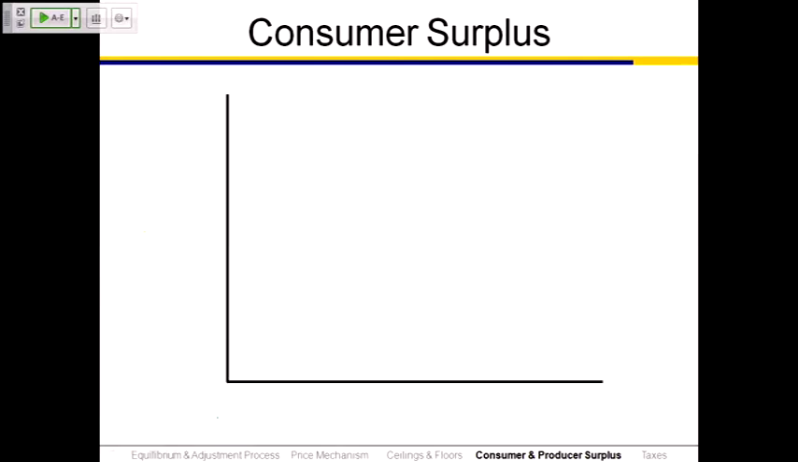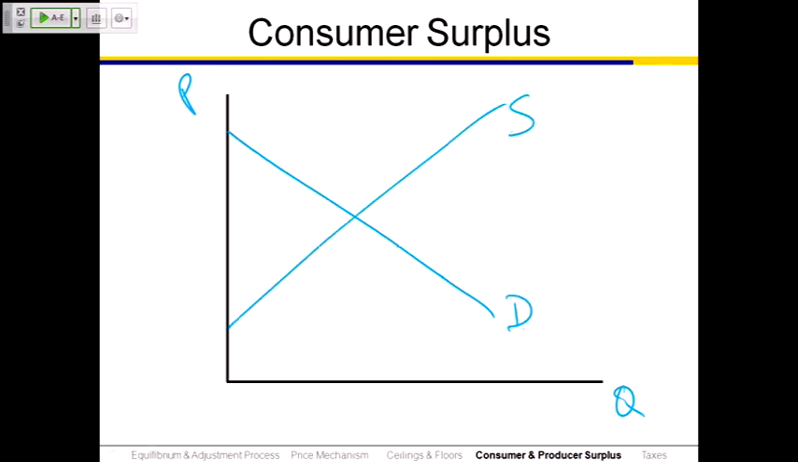This time when you draw your supply and demand graph, please make sure your demand curve touches the vertical axis. So price on the vertical, quantity on the horizontal. Draw yourself a downward sloping demand curve. Please make sure it touches that vertical axis. Draw yourself an upward sloping supply curve. Find the equilibrium. Dash it over. Call it P star. And you can dash it down. Call it Q star. That's our equilibrium.